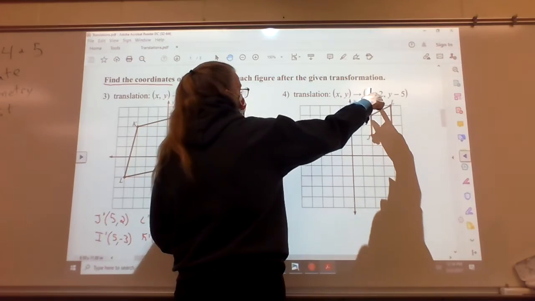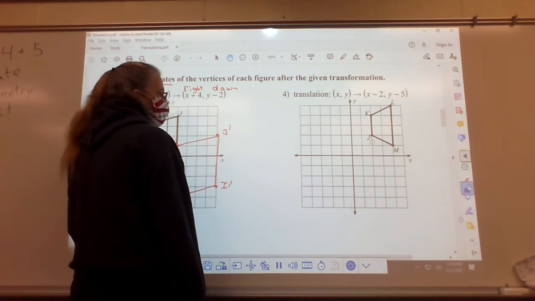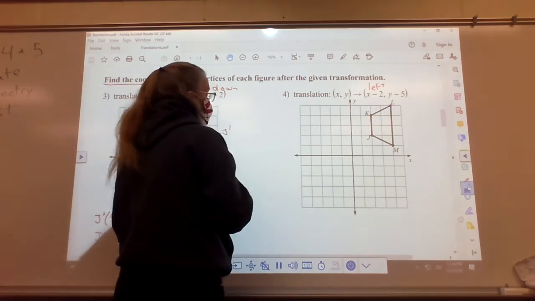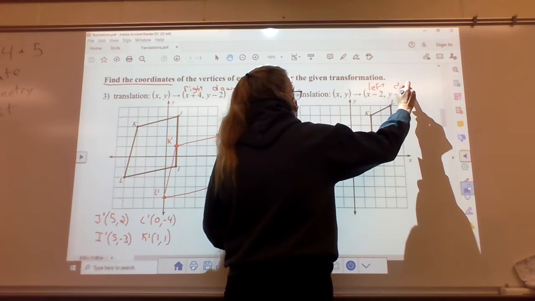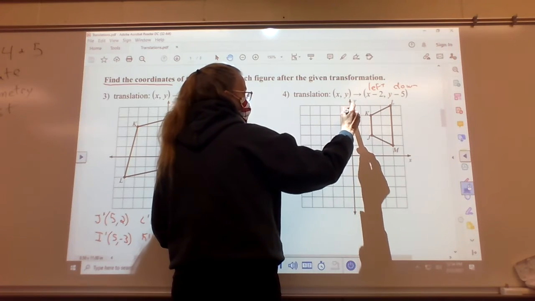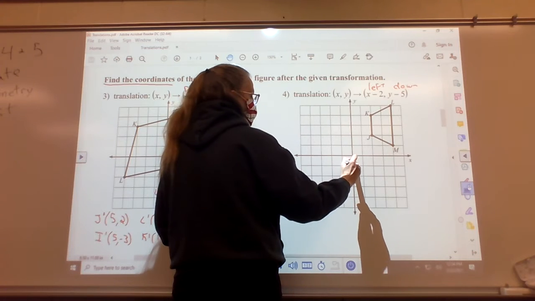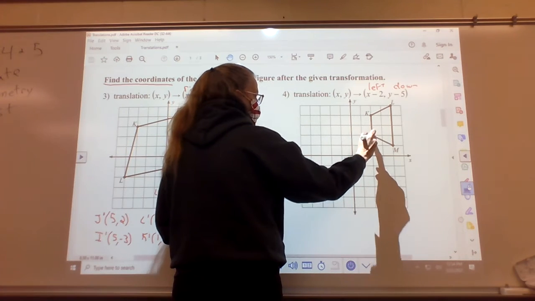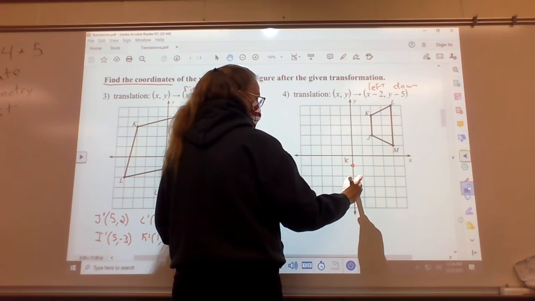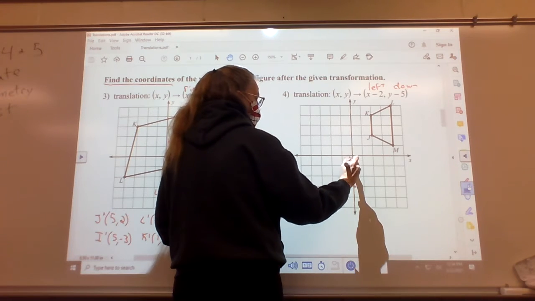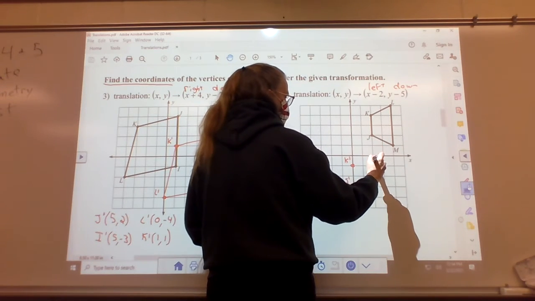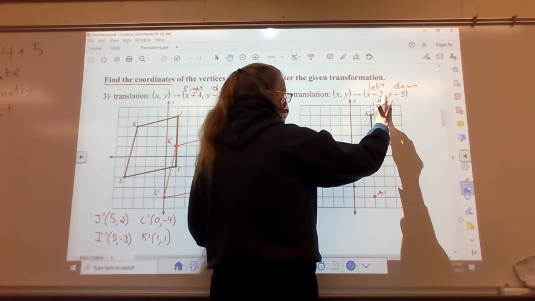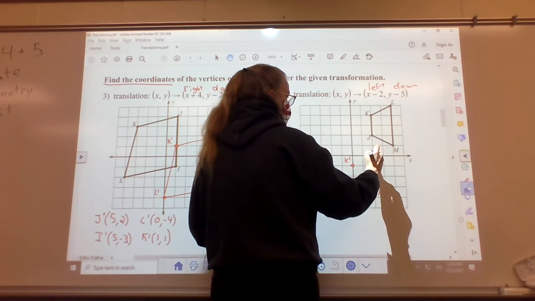So since it's an x minus 2, what direction are we going with x minus 2? Left. So left. What direction am I going with y minus 5? Down. So left 2, down 1, 2, 3, 4, 5. There's my K. Left 2, 1, 2, 3, 4, 5. There's my J. M, left 2, 1, 2, 3, 4, 5. L, 2, 1, 2, 3, 4, 5. There's my L.